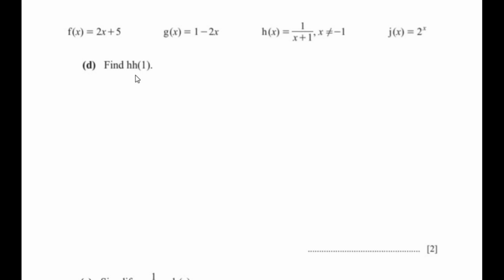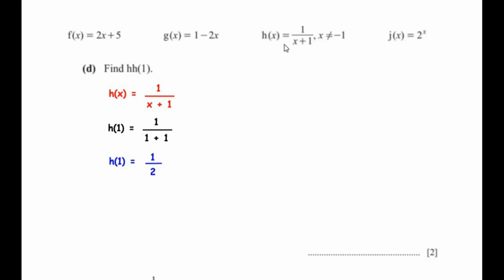Find h of 1. Here let us move inside out, that is by finding the value of h of 1 first, and the function h of x is given over here. So we have to just plug in the value of x as 1 to find the value of h of 1. We take the same function, h of x equal to 1 over x plus 1. Now replacing x with 1, we get h of 1 is equal to 1 over 1 plus 1, giving us the value of h of 1 as 1 over 2.